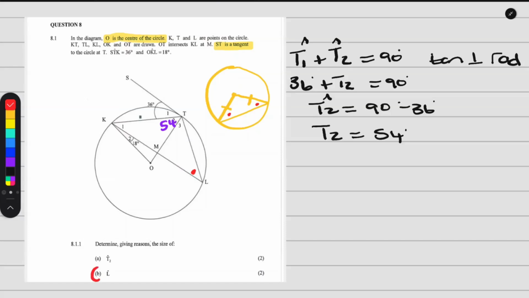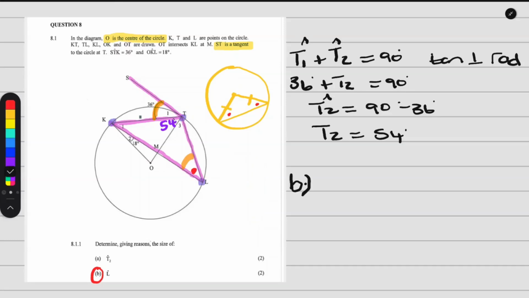Our next question is question B, and they want the size of angle L over there. So when I look at angle L, I'm going to move back to T, and this one can go back to K. So that's a chord. The chord is called KT. If I make a little triangle like this, you see the triangle? There's the tangent. The angle between the tangent and the chord is equal to the angle in the opposite segment. If I take that out, I would show you it's like that. There's the triangle, so this angle is equal to this angle.